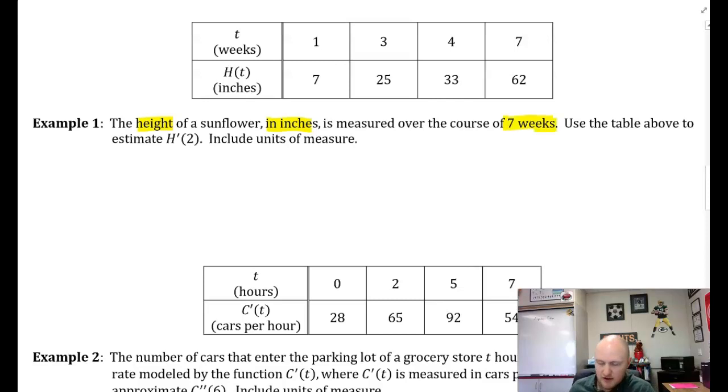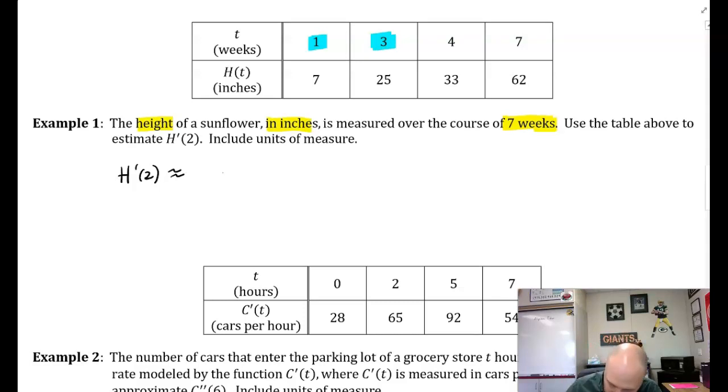Okay, so if I want to go ahead and estimate h prime of 2, I'm going to approximate this. So h prime of 2, and I'm just going to look at my table of values. So where is 2? At 2 weeks, h prime of 2? Well, that would occur between 1 and 3. So I'm going to go ahead and use the values.